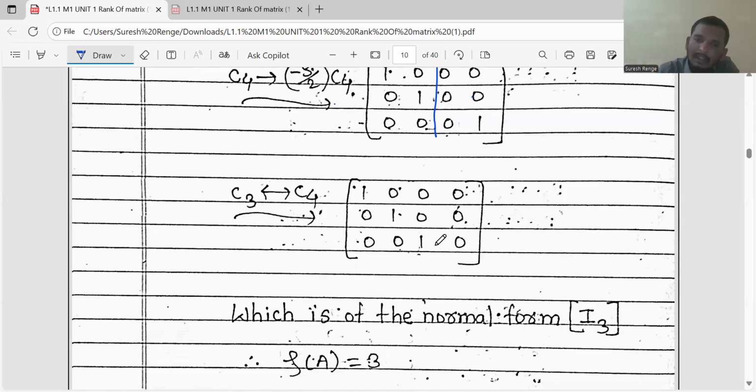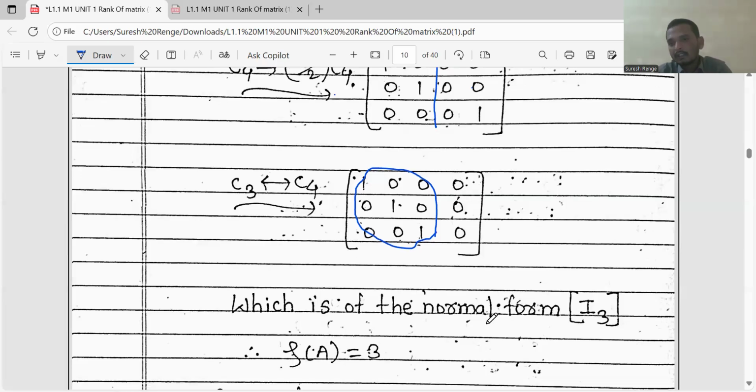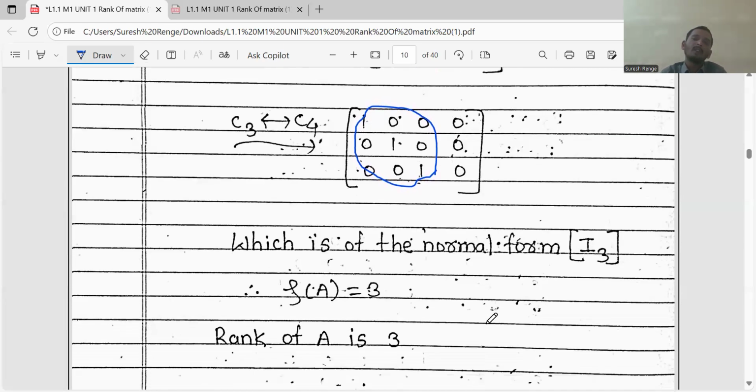Now let us observe that matrix. Let us observe the first 3 columns and first 3 rows. That portion is the same as an identity matrix. If you observe the first 3 columns, the identity matrix is shown. It means the matrix is reduced into normal form, the same as I3. This is the normal form I3. In which normal form? In the normal form of I3.